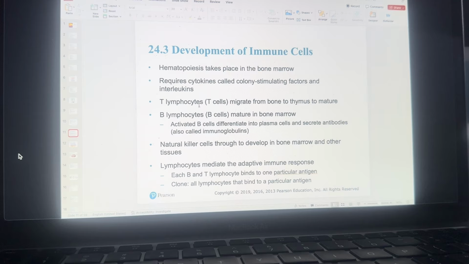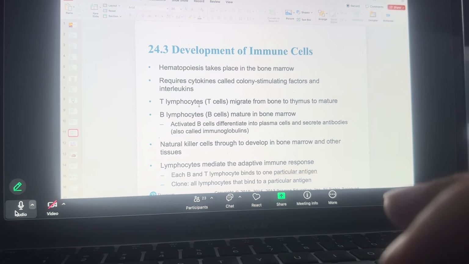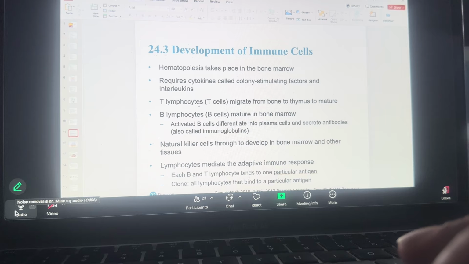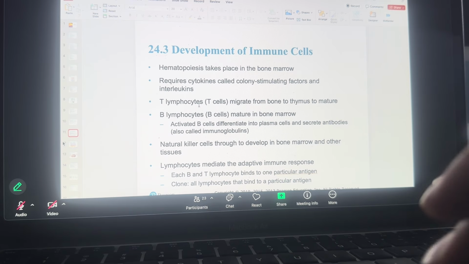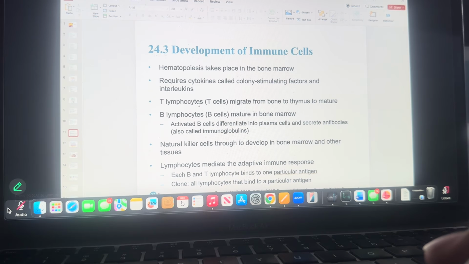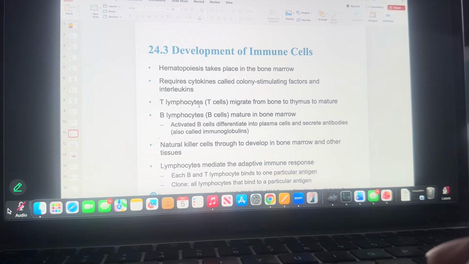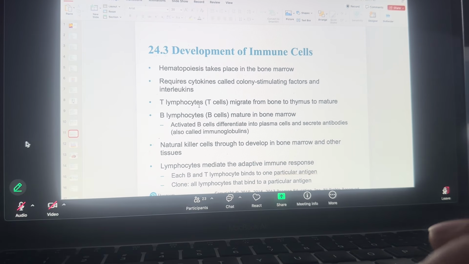So T cells, where are they born? Thymus. Oh, they mature in the thymus, but they're born in the bone marrow. Yeah, they're born in the bone marrow, just like B cells, but they mature in the thymus. Does that make sense? And then the B lymphocytes, they're born in the bone marrow, and they also mature in the bone marrow. Okay.